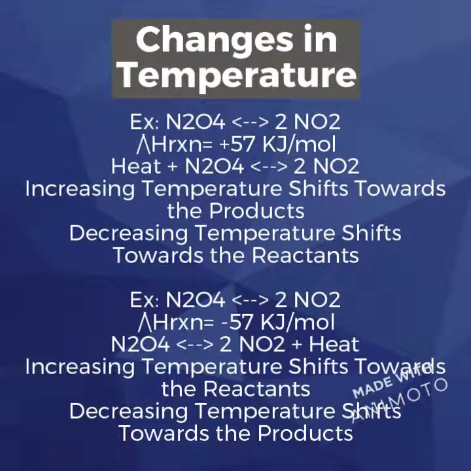Now let's use the same equation, but let's change the delta H of the reaction to negative 57 kilojoules per mole, making the reaction exothermic. This means that the equation can be rewritten with heat added to the product side. In circumstances like this, when the temperature increases, it shifts towards the reactants, and when the temperature decreases, it shifts towards the products.